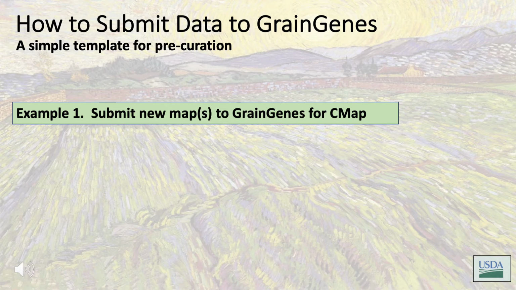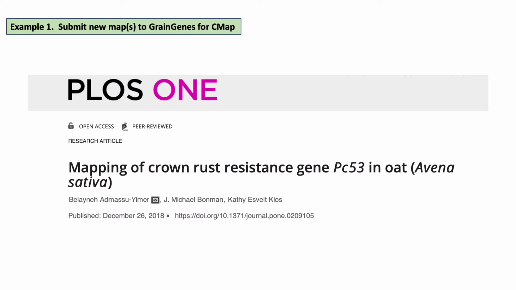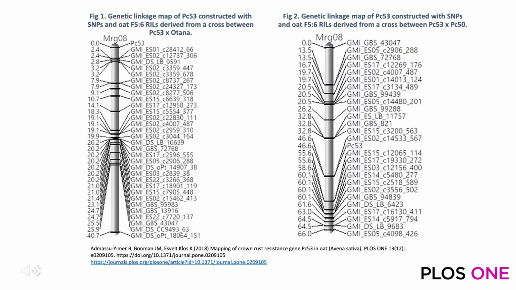In the first example, I'll demonstrate how to submit new maps to GrainGenes. Many of the oat genetic maps in GrainGenes were pre-curated by Charlene White of AAFC Canada. Those include maps from this publication mapping a small rust resistance gene out of Kathy Close's lab. In this publication, the authors report the crown rust resistance gene PC53 in 2 populations. The gene maps to the MERG8 linkage group in both populations, along with a few dozen SNPs.